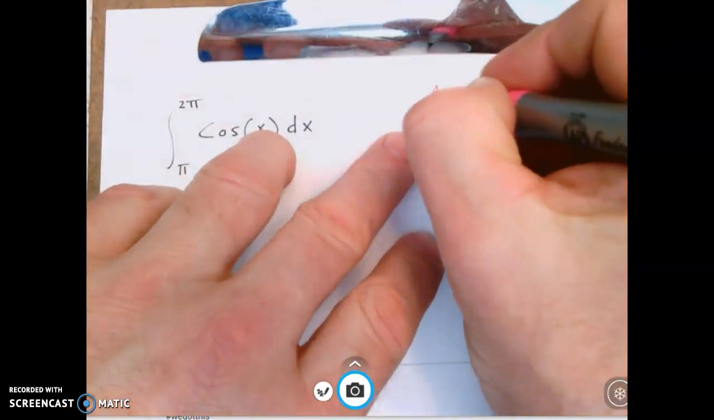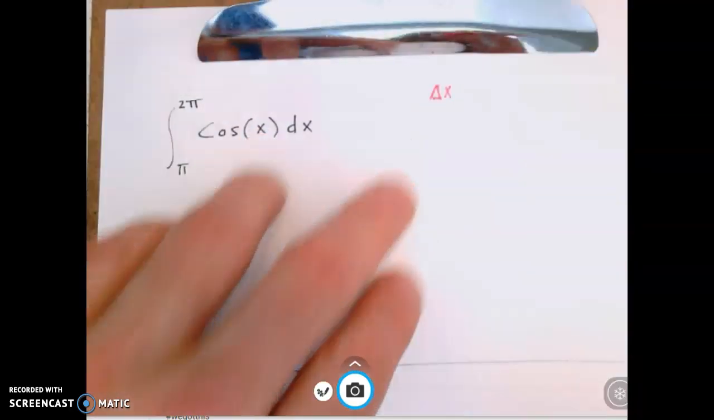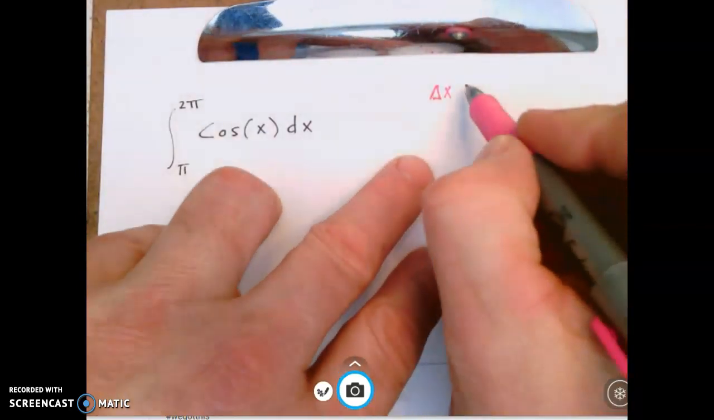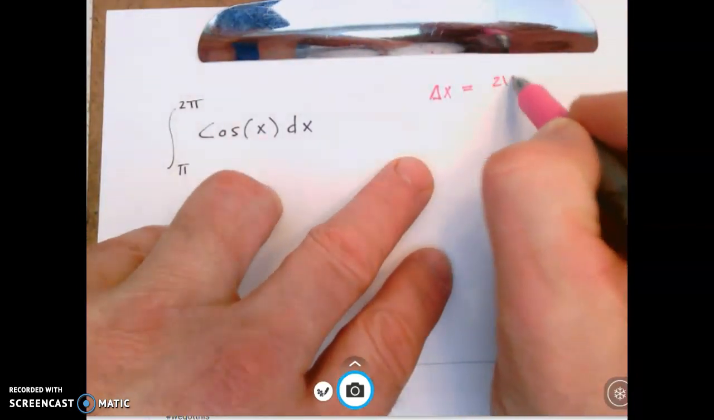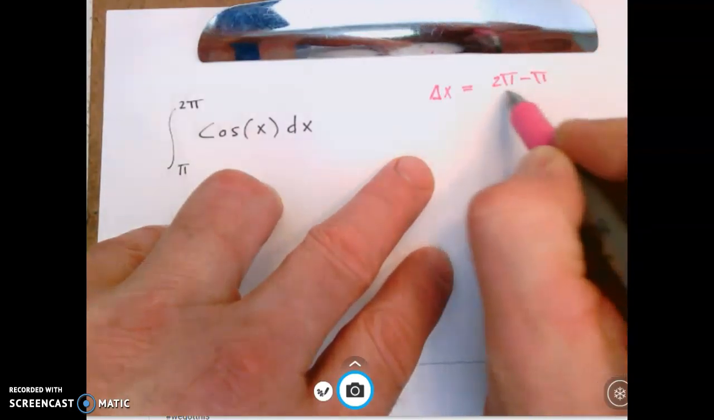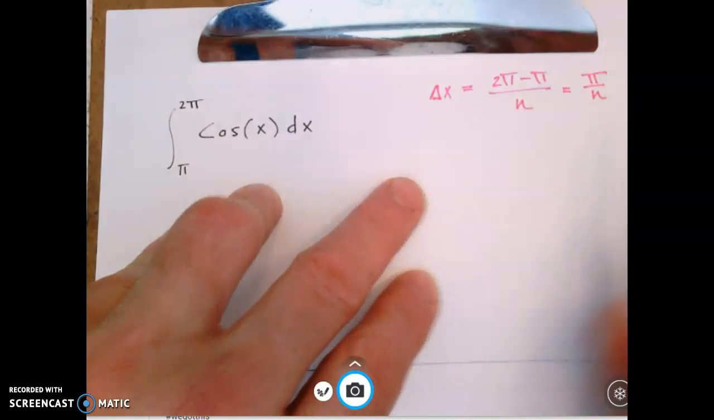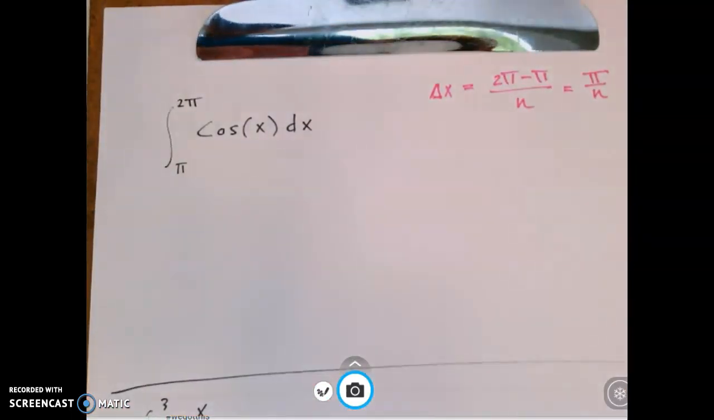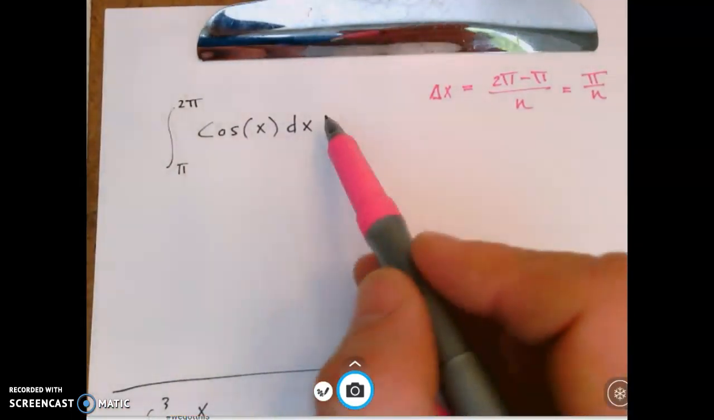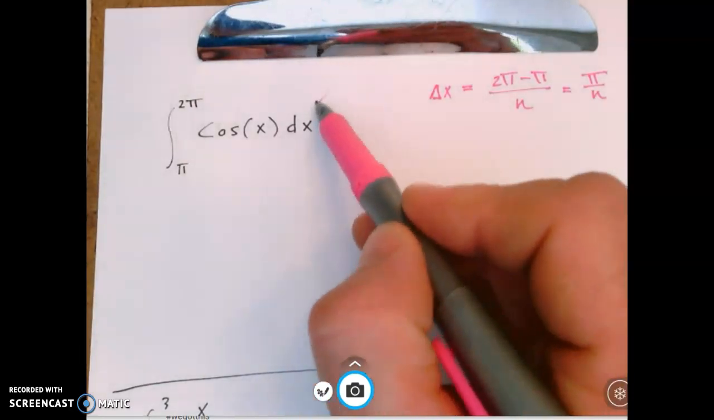So the first thing we have to do is determine our delta x. Now, I say first, but there's no first. But this is what we do. All we do is take our top boundary, subtract our bottom boundary, and divide it by n. That is our delta x. So that's the first thing we do. We're really talking about this piece right here.